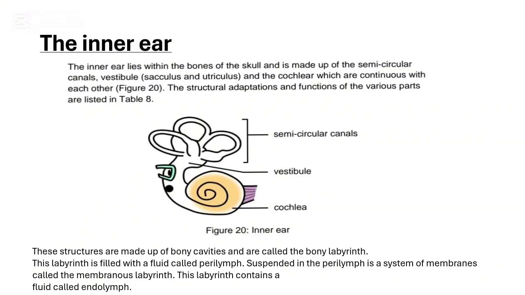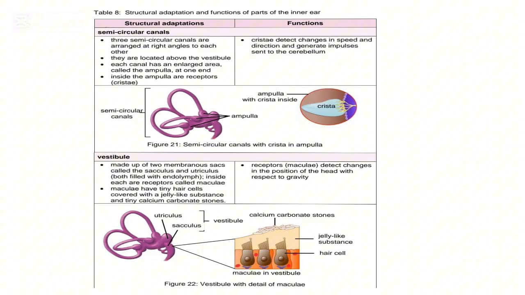The inner ear. The inner ear lies within the bones of the skull and is made up of the semicircular canals, vestibule, and the cochlea, which are continuous with each other. These structures are made up of bony cavities and are called the bony labyrinth. This labyrinth is filled with a fluid called perilymph. Suspended in the perilymph is a system of membranes called the membranous labyrinth. This labyrinth contains a fluid called endolymph. The structural adaptations and functions of various parts are listed in Table 8.